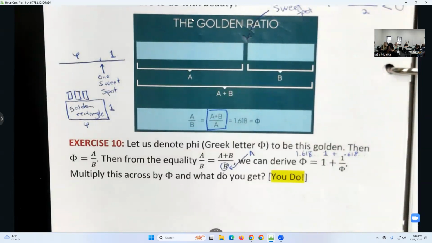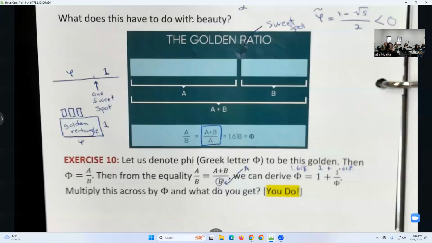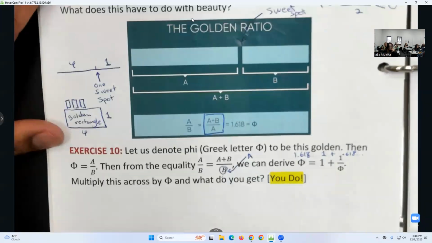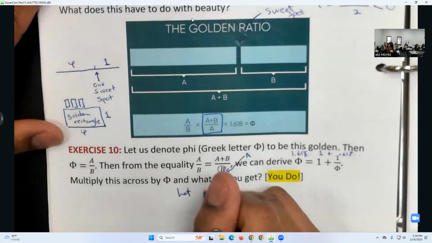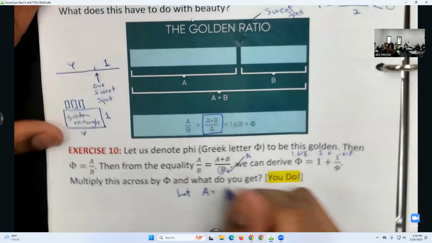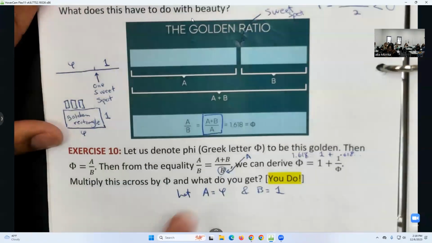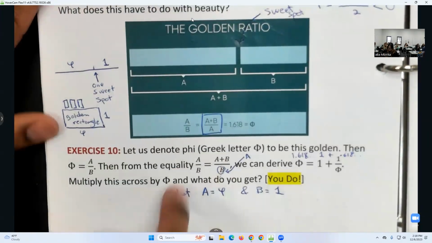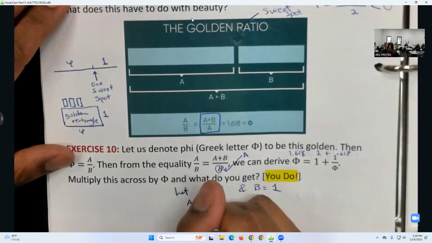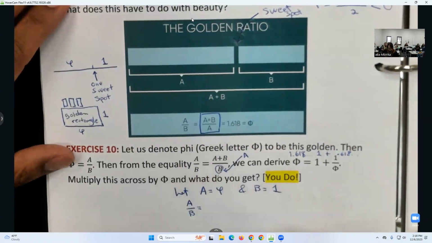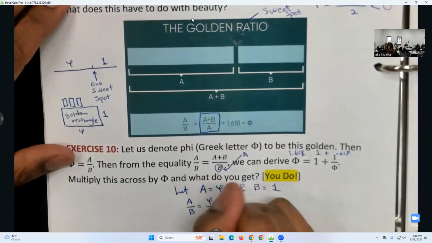Okay, so let's let A equal phi, and let's let B equal 1, and let's compute these two ratios. So A over B is phi over 1.